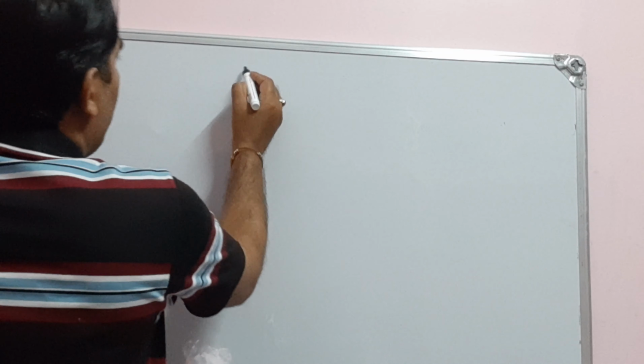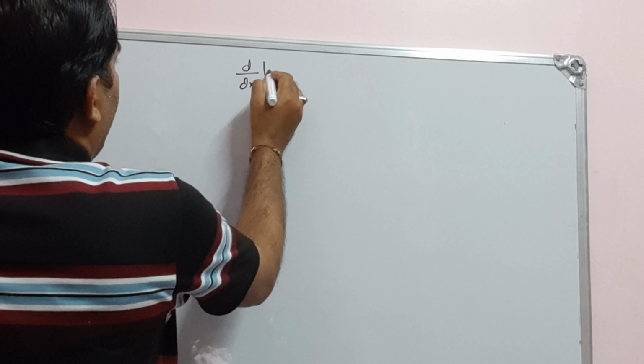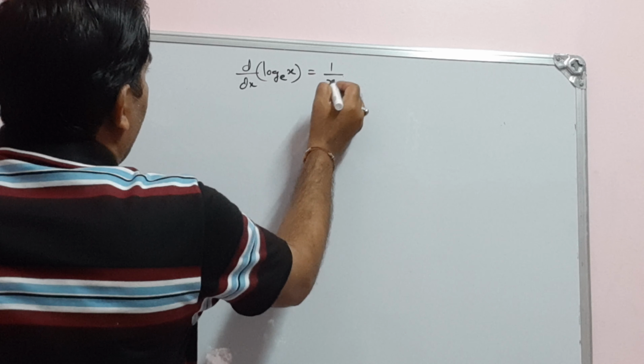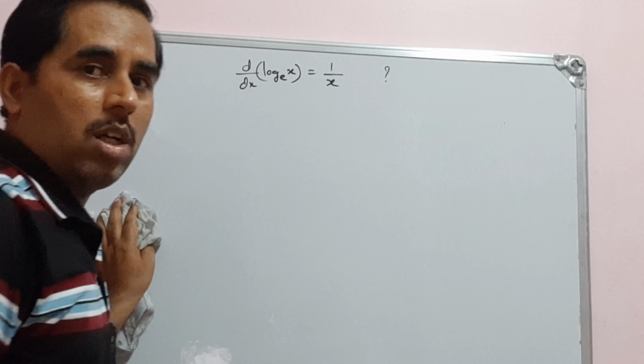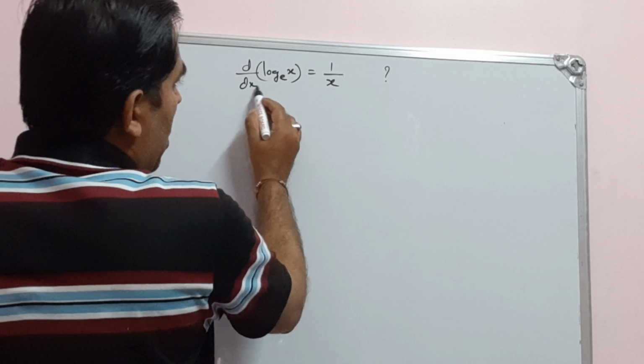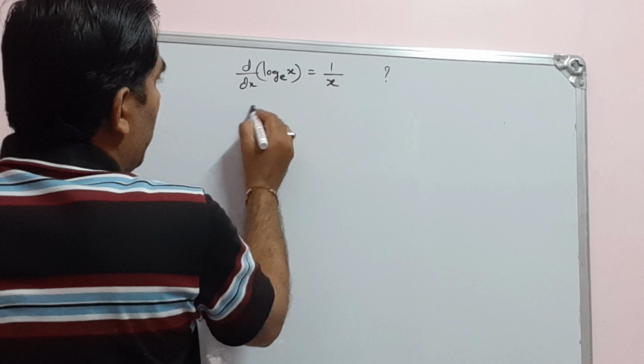So the derivative of log x to the base e. What is the derivative here? 1 by x. So we got 1 by x. It is by first principle. You need not worry about the proof here. Only remember the result. The derivative of log x to the base e is equal to 1 by x.